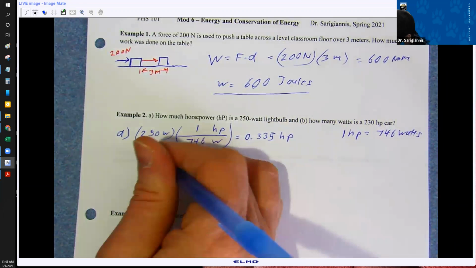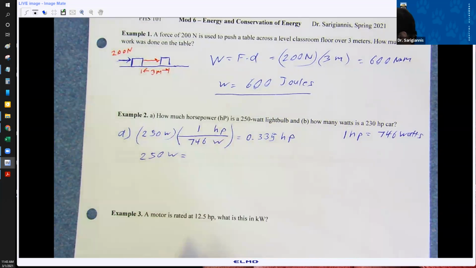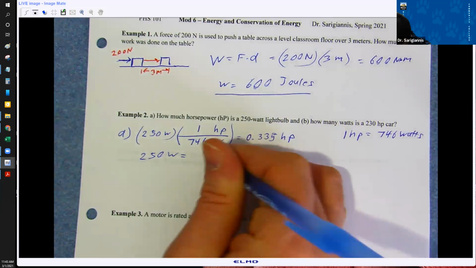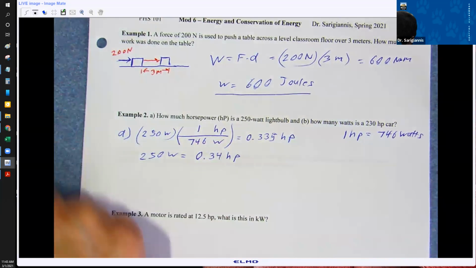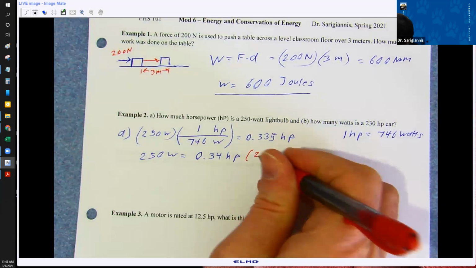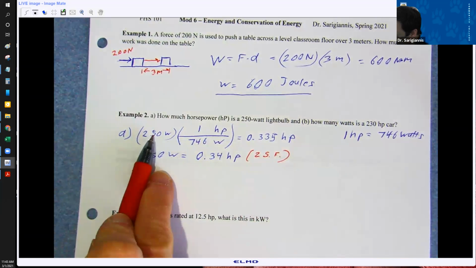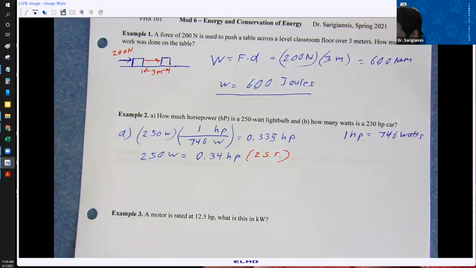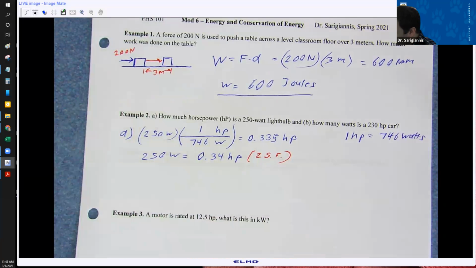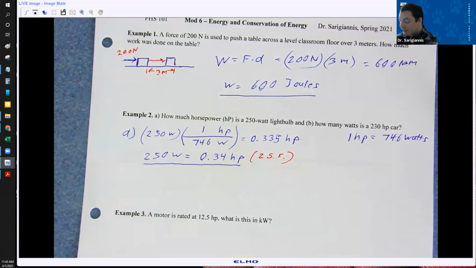If you use significant figures, 250 watts equals 0.34 horsepower. 2 sig figs, right? The 746 we're taking as an exact conversion, so we're limited by the number of significant figures in the 250 watts.